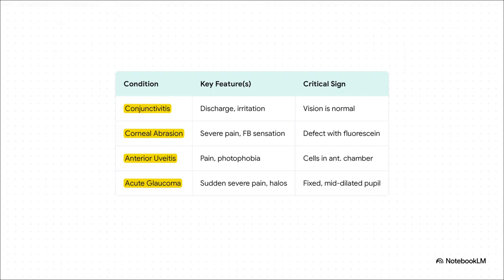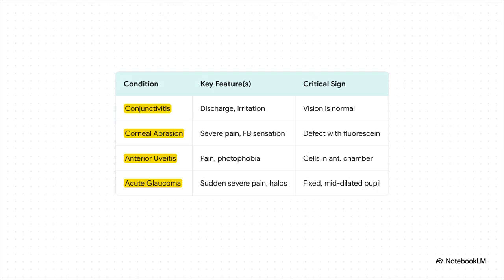The very first question you should ask is, is the vision affected? If the answer is no, like you see in that top row, you're probably in the safe zone of conjunctivitis. But now look down at the bottom row. Sudden, severe pain, seeing halos around lights, and a pupil that's stuck in the middle and doesn't react, that's a massive red flag for acute angle closure glaucoma. That's a true emergency.